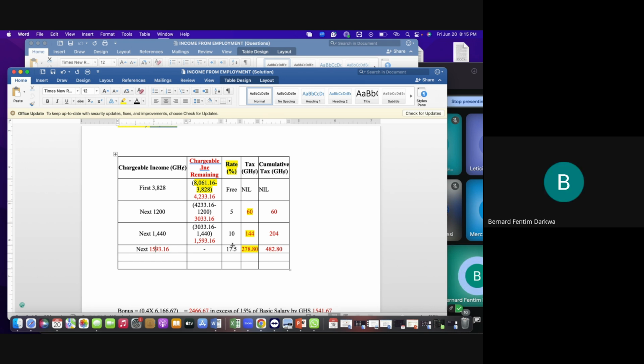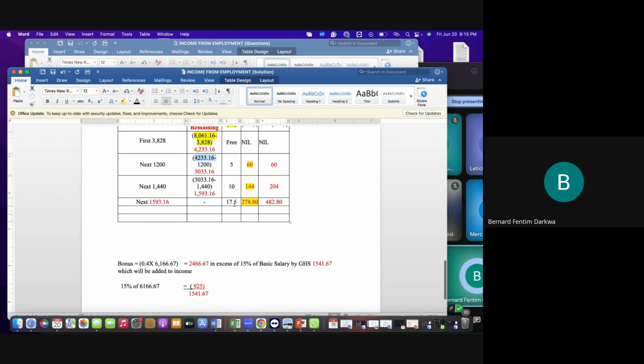So finally, Doc, after deduction, the first three, the balance of 4,233.16. Those balances, what are you going to use them for? They are there to help you so that you don't make mistakes, because it's like we are doing depreciation, what we call the reducing balance method. Always the next amount you are subtracting, you subtract from the previous balance left, not the main balance.